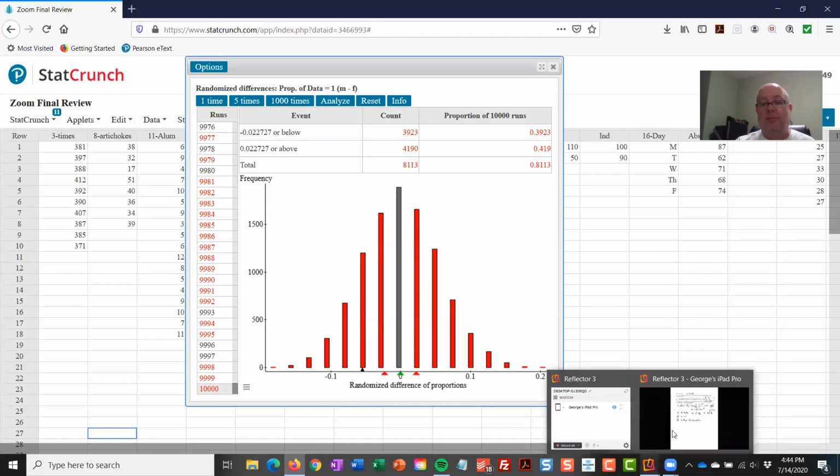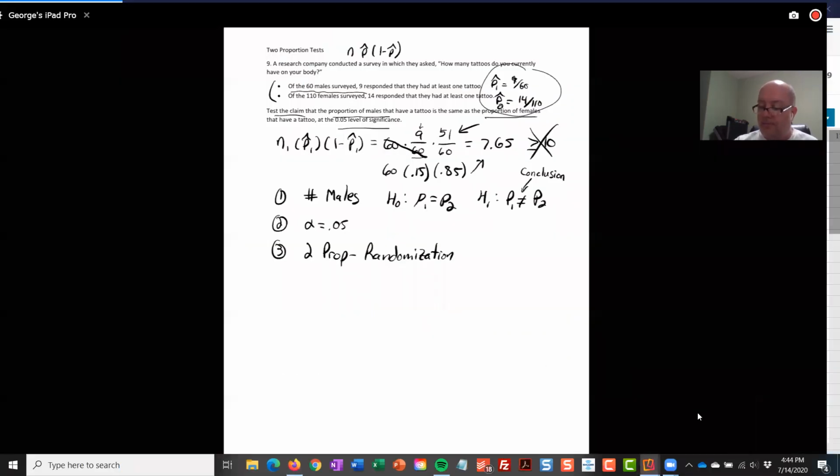So back to the problem. The p-value that I got was 0.8113. Yours is going to be slightly different, but it should be in that 0.8 ballpark. And when we compare it to 0.05, it's going to be clear the decision that we're going to make. Here we're going to fail to reject H0. That p-value is too large.